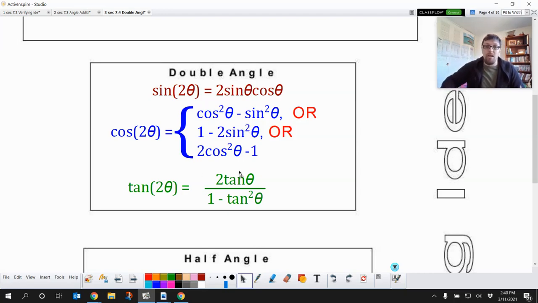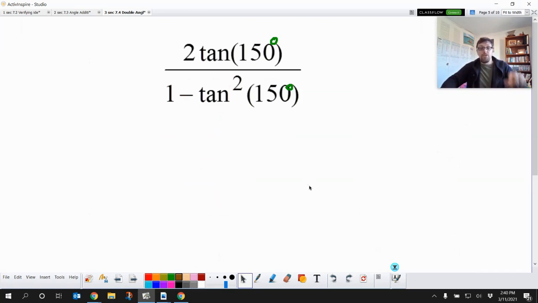So these are our double angle identities. So let's try them out and see how they go. So I've got 2 times the tangent of 150 degrees over 1 minus the tangent squared of 150 degrees. I want to figure out, okay, what's going on with this thing?